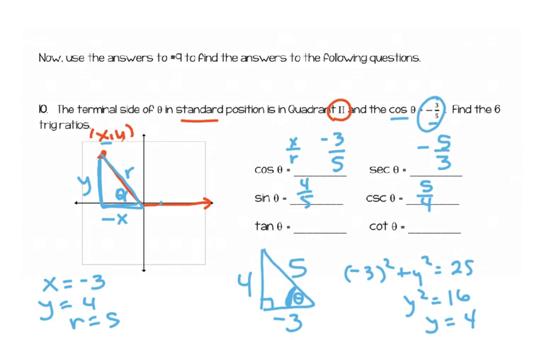Tangent would be opposite over adjacent, so that's y over negative x. So that's 4 over negative 3, and then cotangent would be the inverse of that.